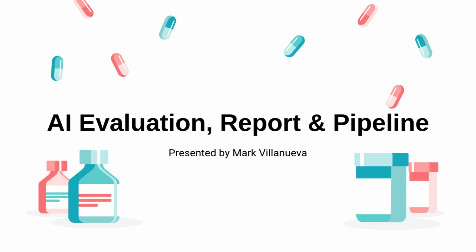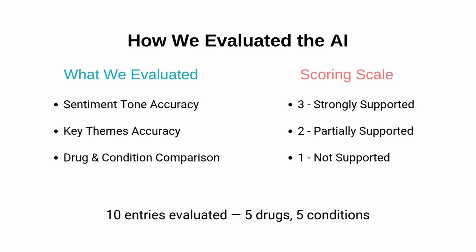Hi everyone, I'm Mark and I'll be covering the final two pieces of our project: how we evaluated the AI's output and the pipeline that ties everything together. So before I show you the results, let me walk you through how we actually graded the AI. We evaluated 10 entries total, 5 drugs and 5 conditions. For each one, we scored the AI across 3 categories.